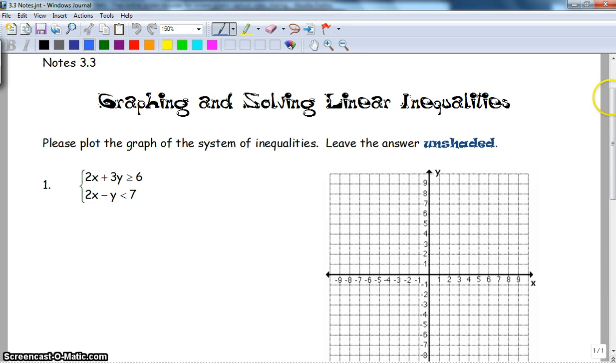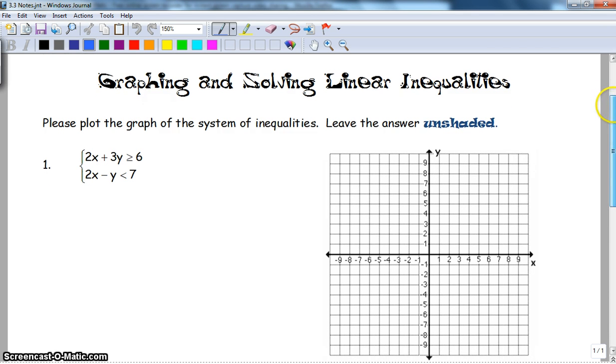So we are going to do this impromptu video to give us more time on linear programming in class. We just have these two examples and the note sheet should be in your packet. We are going to graph and solve linear inequalities, and it's very much like what we did in the last chapter, but the key difference is that we are going to leave our answer unshaded this time. That means we are shading false.